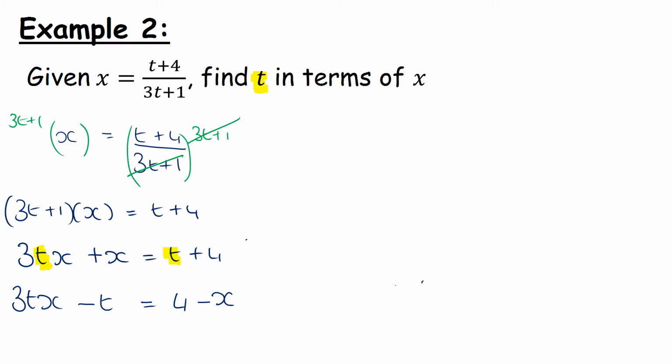Okay, so now we have to use a factorization. We're going to use highest common factor because if we take a look here, 3tx minus t, what's common? That should be a t. And that leaves me with 3x minus 1. Now be careful, we've taken out a t from minus t and we're left with minus 1. The double check is t by minus 1 will give me minus t. And that equals 4 minus x.